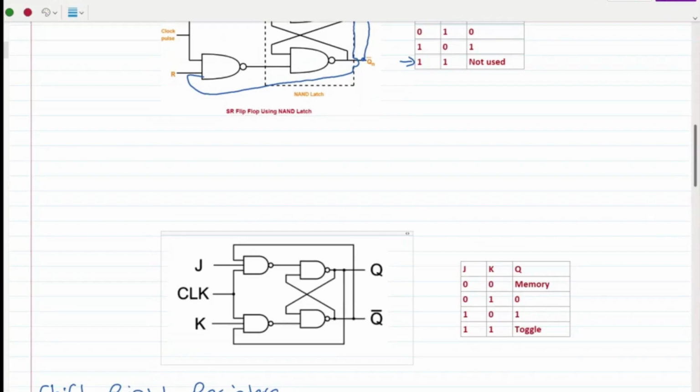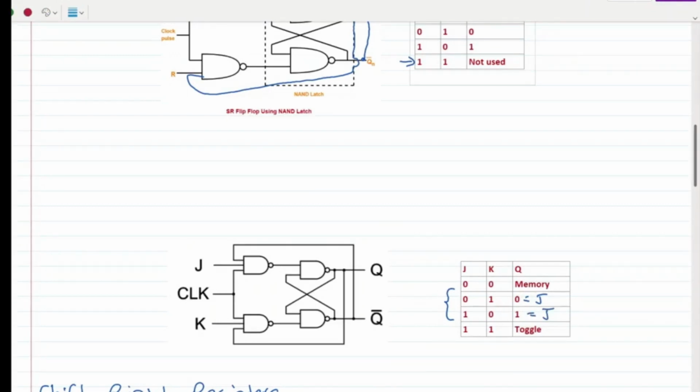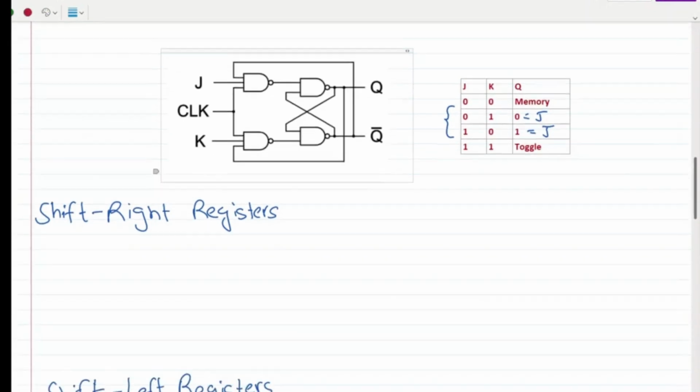Now, even within the JK flip-flop, we need only the values of two rows, these two. And what is particularly special about these two rows is that you'll notice that if J and K are opposite, the value stored in the flip-flop, which is Q, will be equal to the value of J. Now, building upon this theory that if we input opposite values of J and K to our JK flip-flop, then we can achieve storing the value of J within Q.